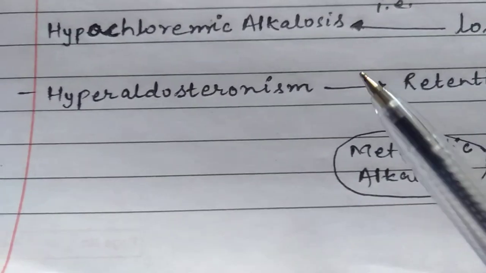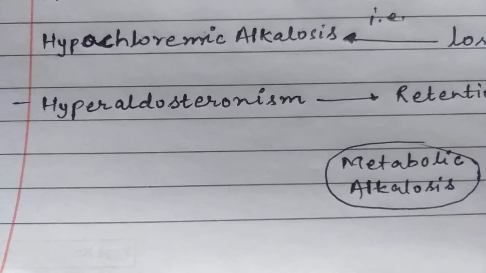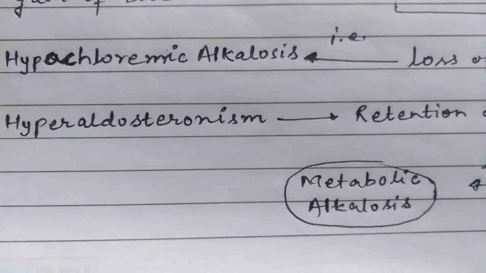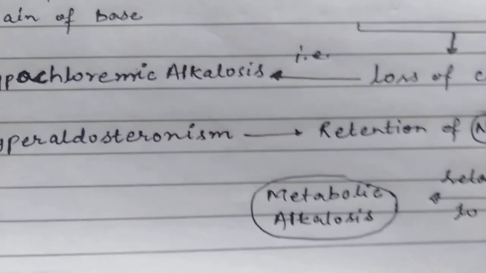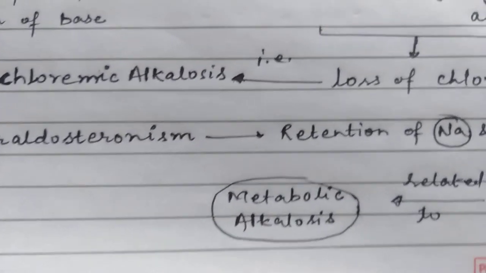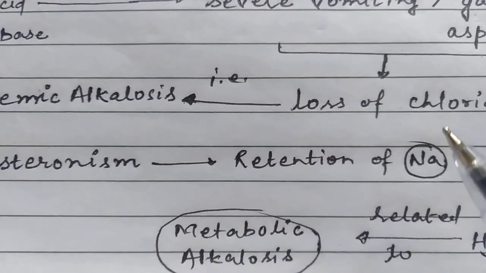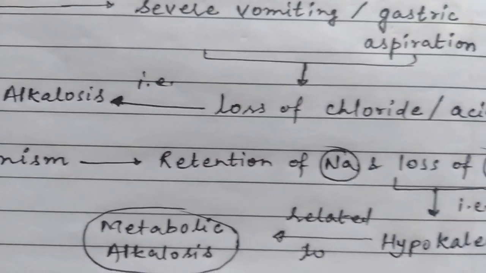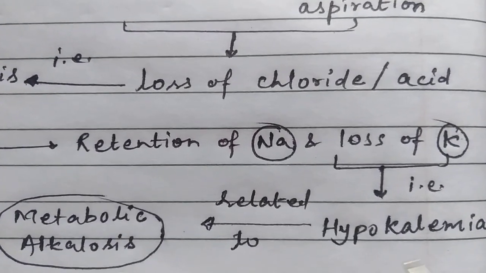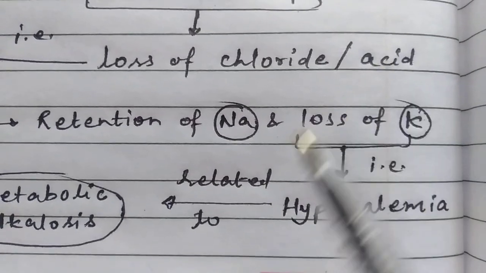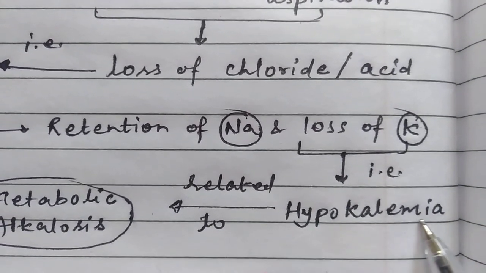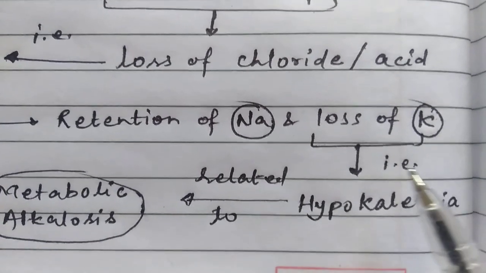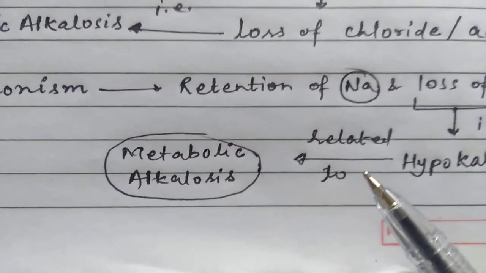Then students, we will discuss the next condition, that is hyperaldosteronism. Why does it take place? It takes place because of extra secretion of the adrenal gland hormone. Because of that, there will be retention of sodium. Retention means the sodium ion will not pass out of the cell, and because of that the potassium ions get lost from the cells. The loss of potassium causes hypokalemia. Lack of potassium is known as hypokalemia, and hypokalemia is directly related to metabolic alkalosis.